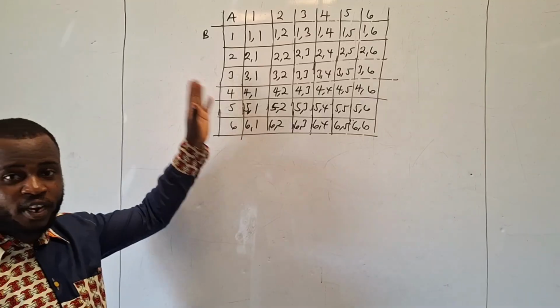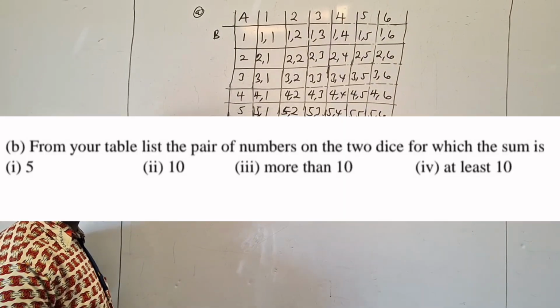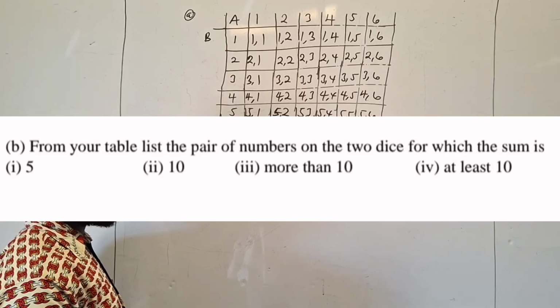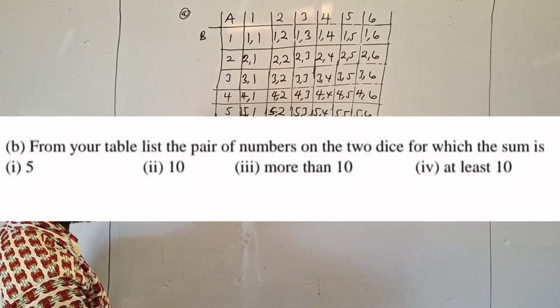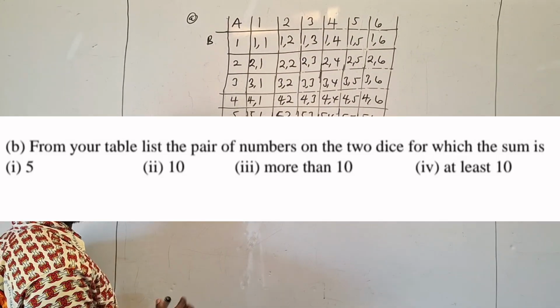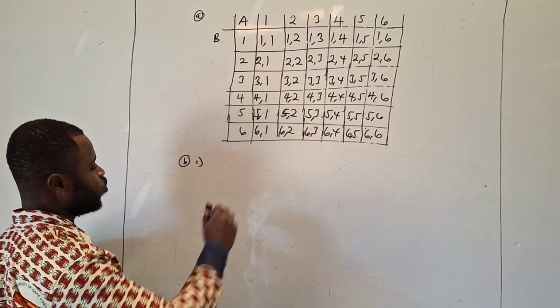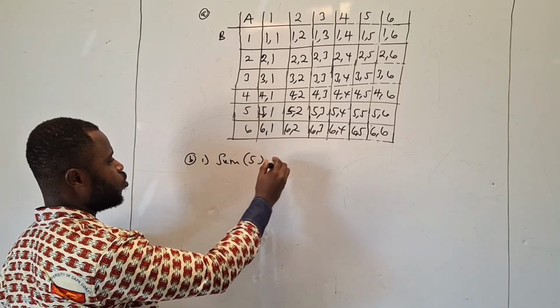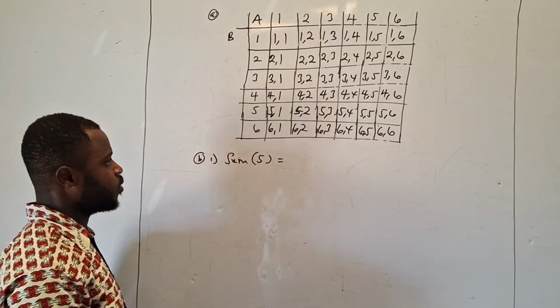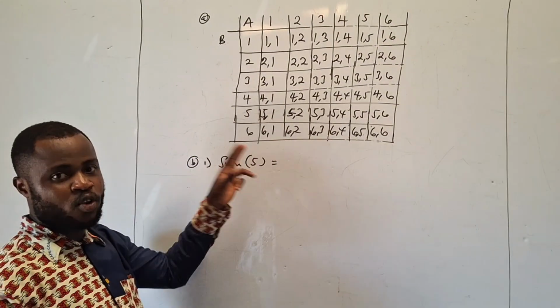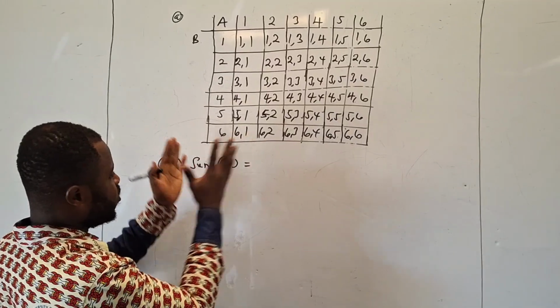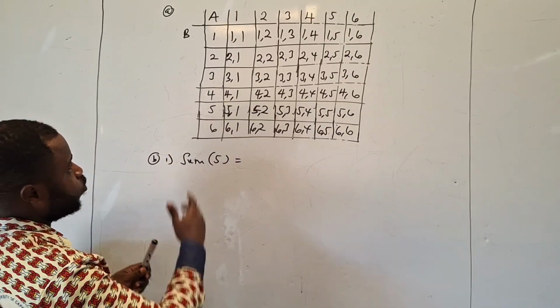Now from your table, list the pair of numbers on the 2 dice for which the sum is 5. So sum 5. So you list the pairs of numbers that, when you add them, you are going to get 5. So let's look at them.